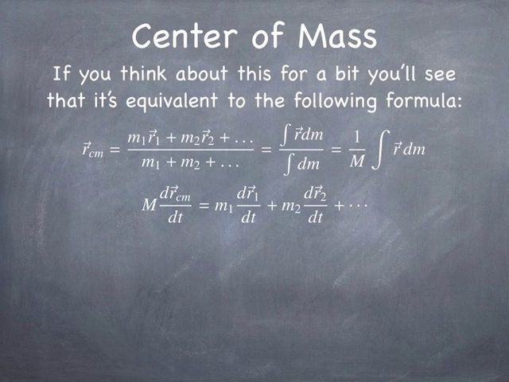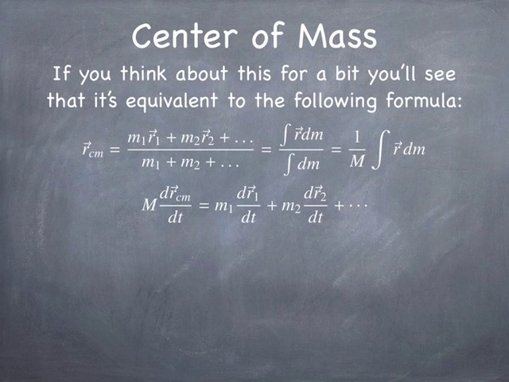If you multiply both sides of this expression by the total mass and then take the time derivative, on the left, you get the total mass times the time derivative of the position of the center of mass. And that's equal to the individual masses times the time derivative of each mass's corresponding position. But I want you to look at that for a second.